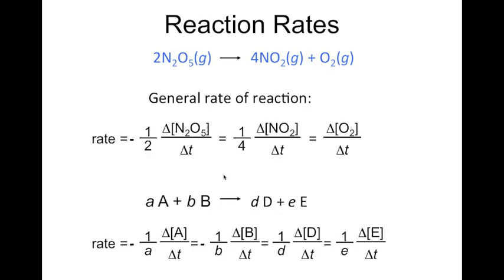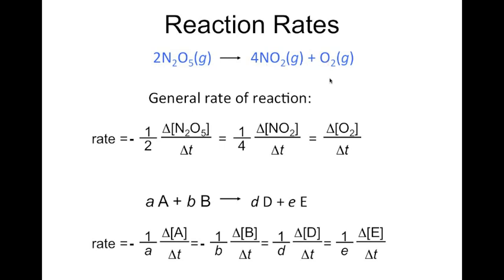We can write a general expression relating all of these rates as shown here. Our change in concentration of O2 over time is equal to 1/4 the change in concentration of NO2 over the change in time. And those are all equal to negative 1/2 the change in concentration of N2O5 over the change in time.